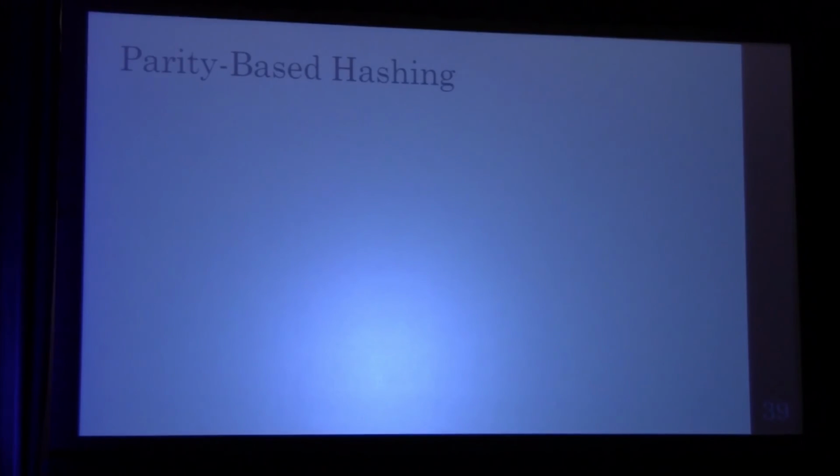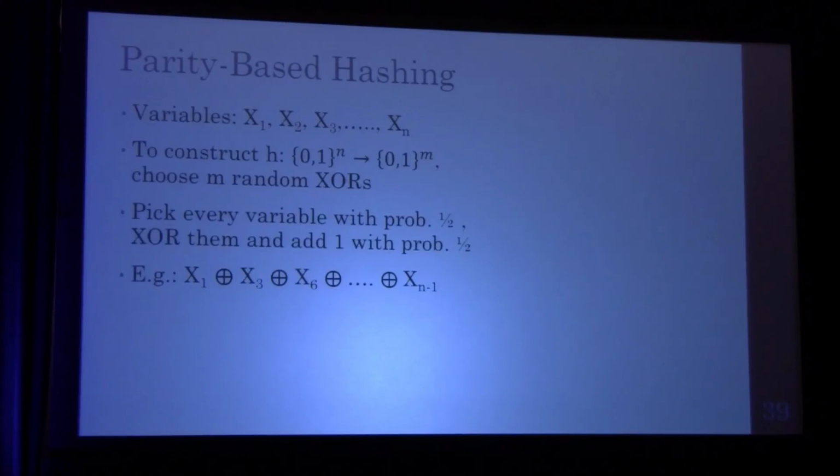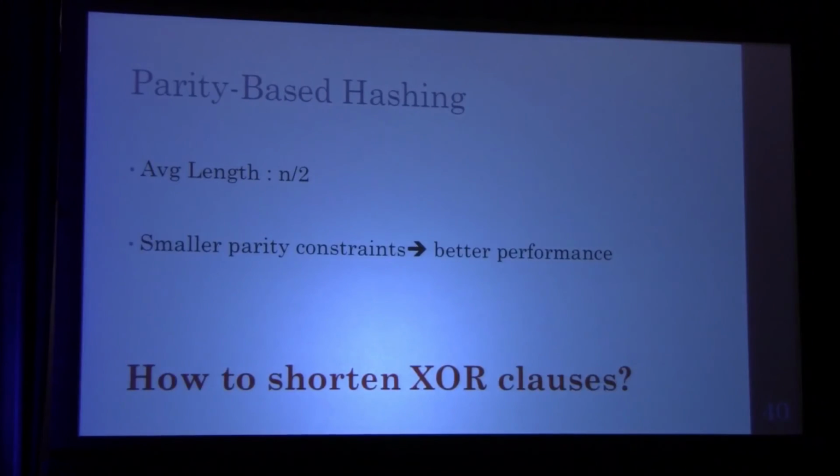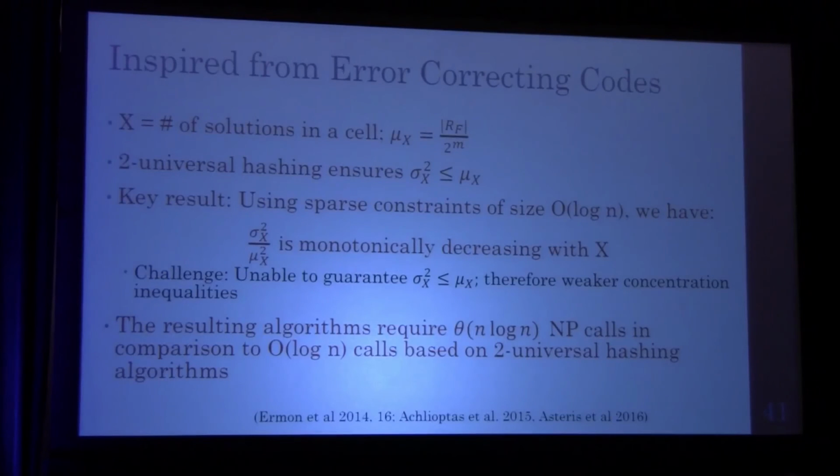And now for the last part of the talk, I will be discussing how to design efficient hash functions. So as I discussed earlier, we use these random XOR constraints, and one of the big challenges there is how large are these constraints going to be in practice. If we pick every variable with probability half, we get n by 2 size constraints, and one of the challenges has been, can we design smaller parity constraints without losing theoretical guarantees? So we want to shorten the XOR clauses but not lose theoretical guarantees.